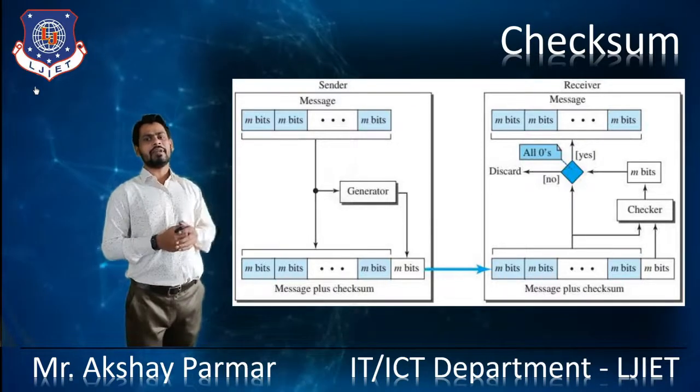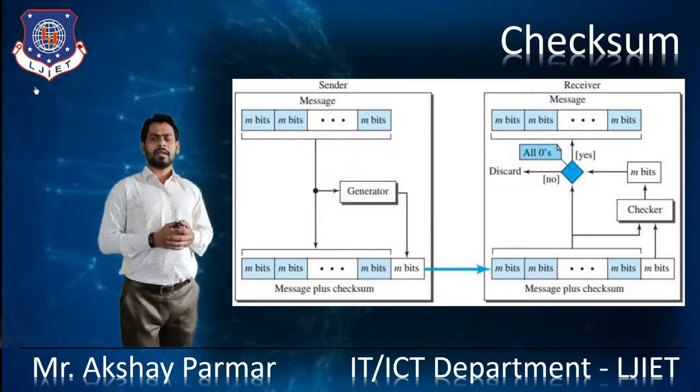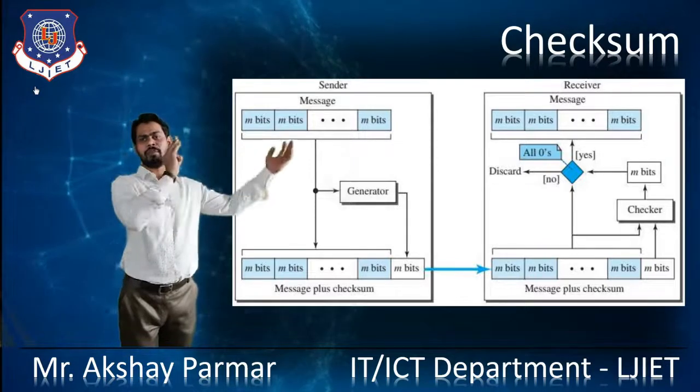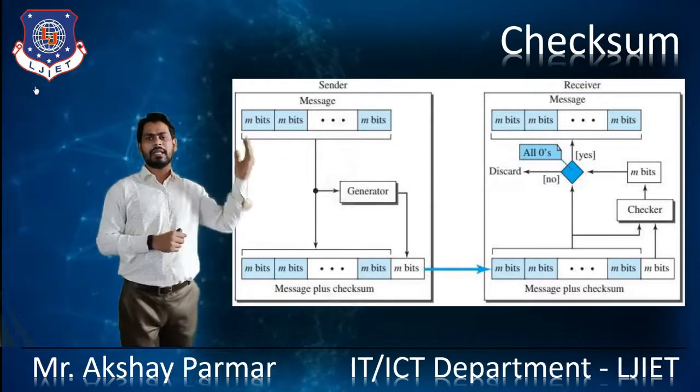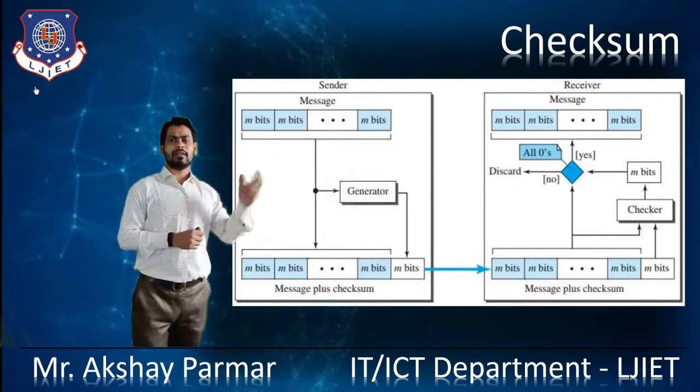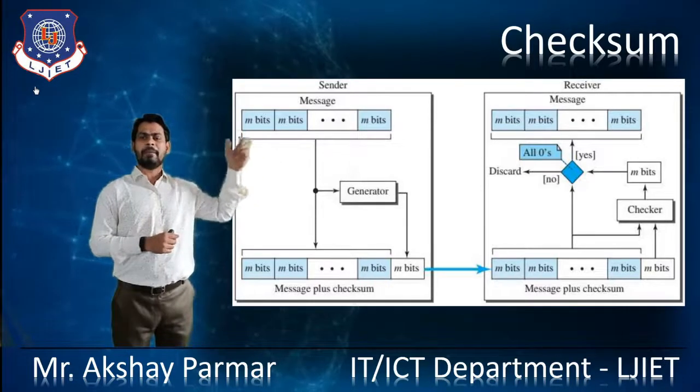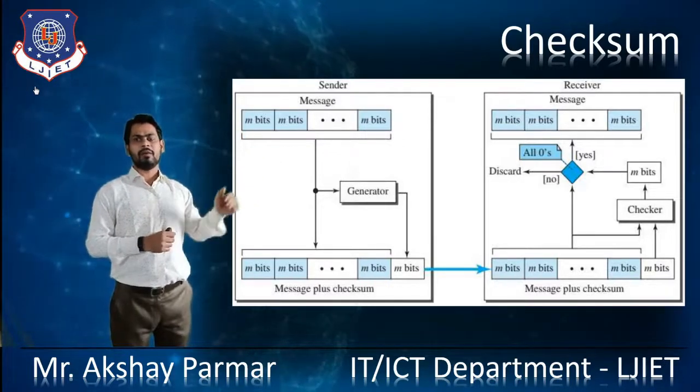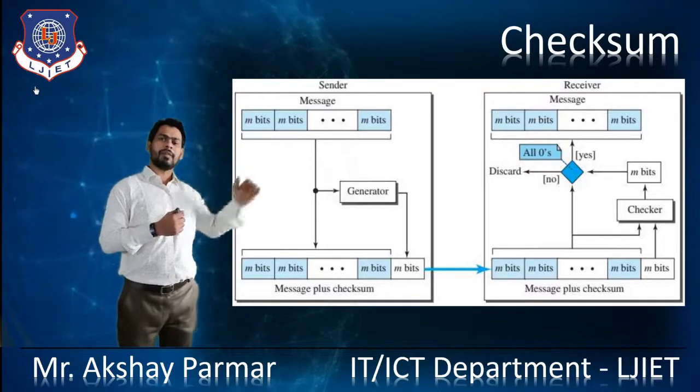The message has n number of bits. Those n bits are divided into k chunks, and each chunk has m bits. That's how we are dividing the whole message.